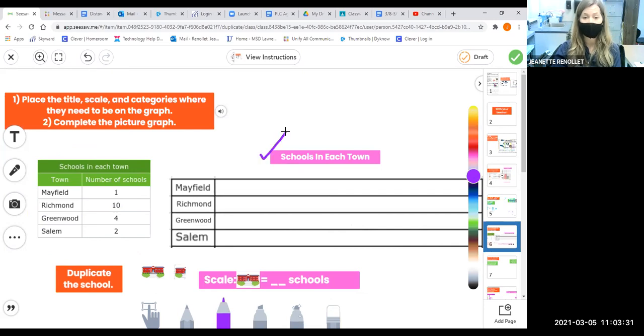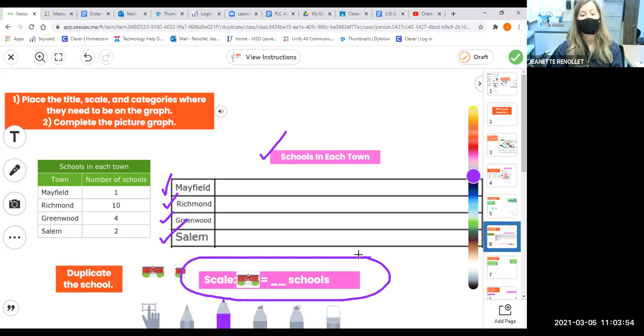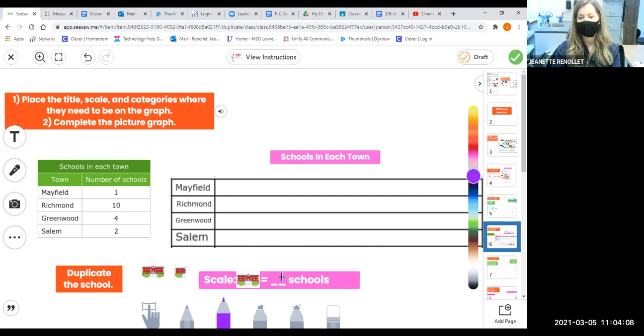We have placed a title. We have placed our categories correctly. What should we do next before we show the data? That's right, we need a scale. Before you show the data, you have to decide, what am I counting by? Notice that Ms. Sharp has set up a scale at the bottom. Our data is all about schools in the town, so our picture symbol is a school. That worked out nicely. Now we need to determine what we're counting by.